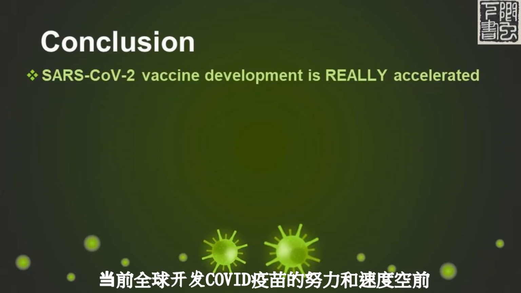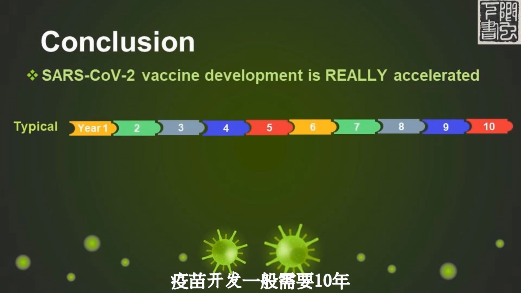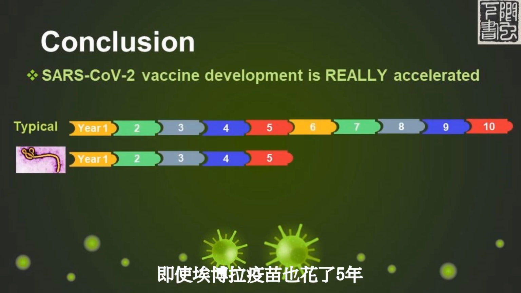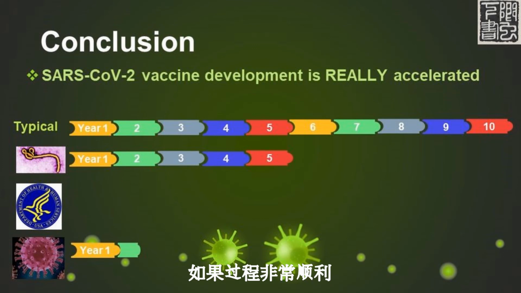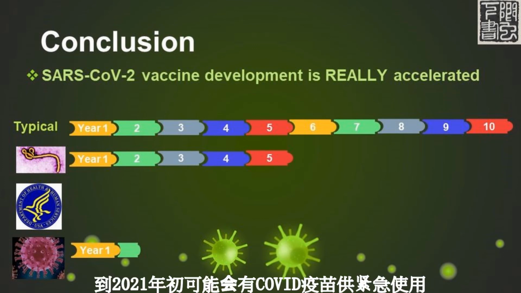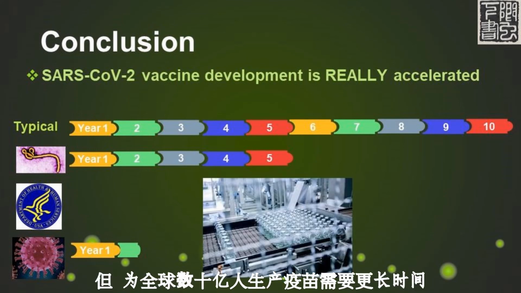The current global effort to develop a COVID vaccine has been incredibly massive and quick. The traditional timeline of vaccine development is about 10 years. Even the Ebola vaccine took 5 years. According to the U.S. Department of Health and Human Services, if the process is really smooth, there could be a COVID vaccine for emergency use by early 2021. That said, scaling the vaccine production for billions of people would take much longer.